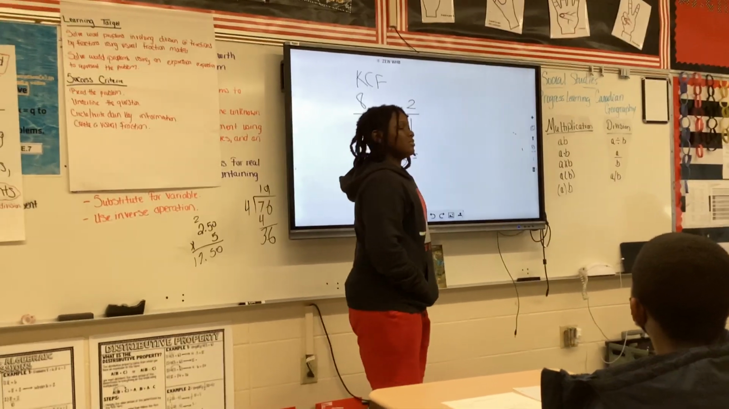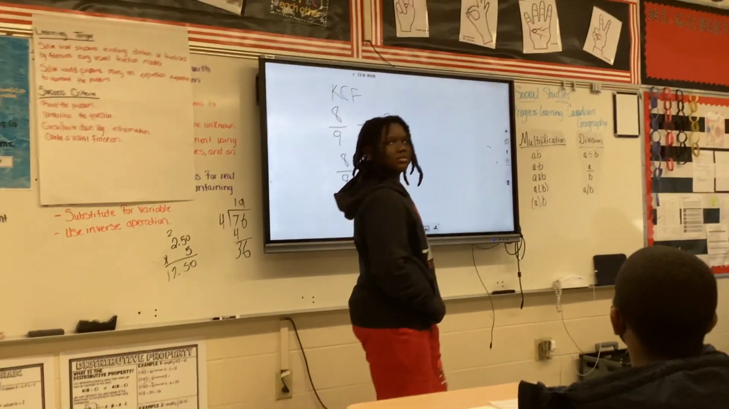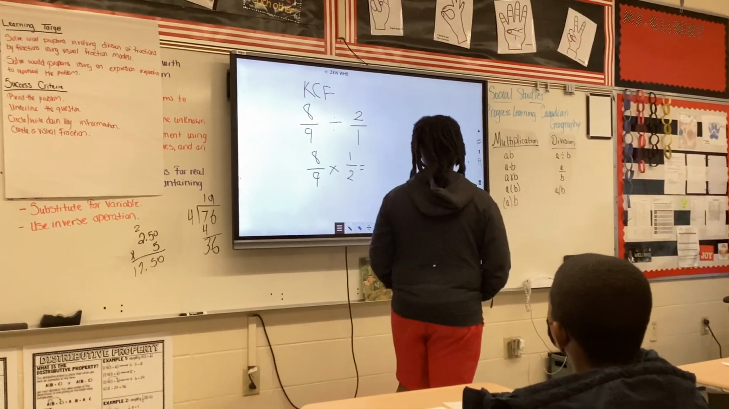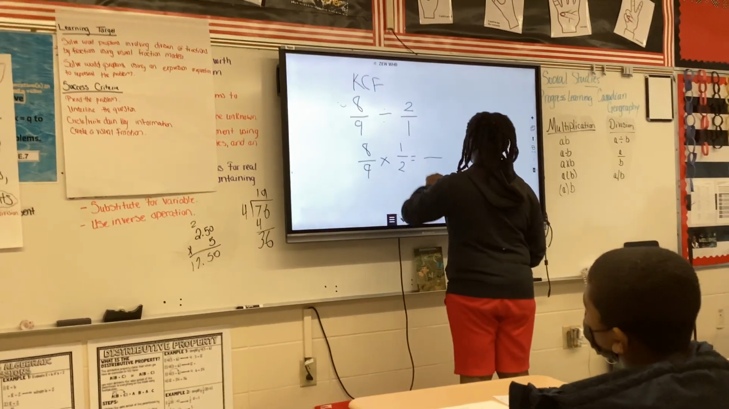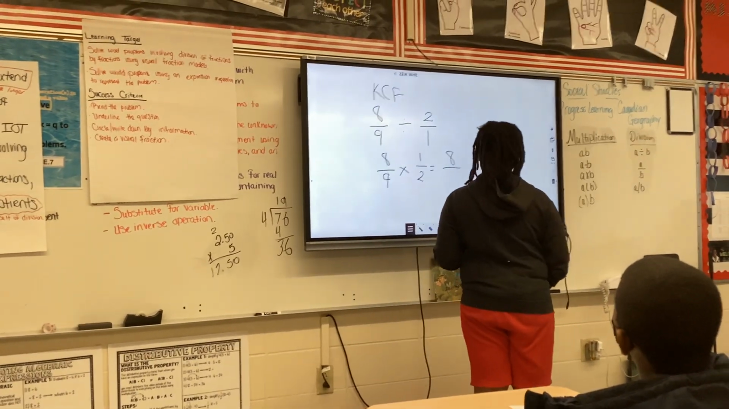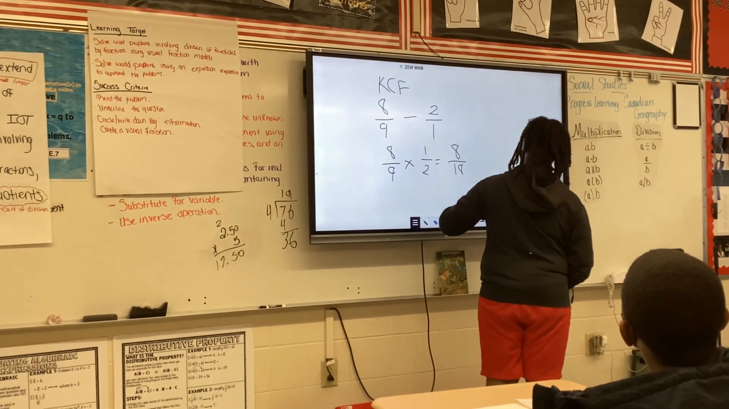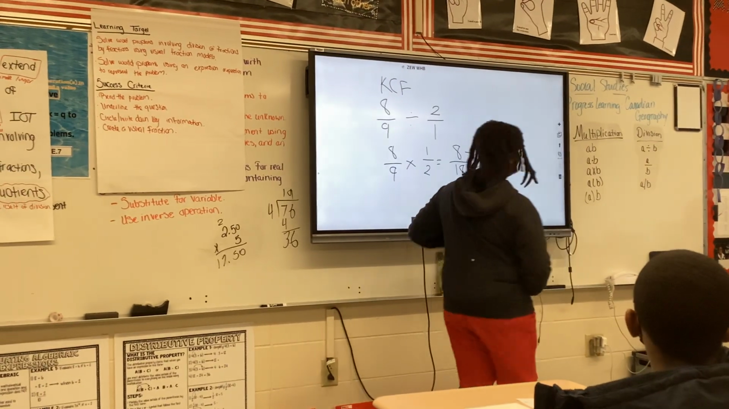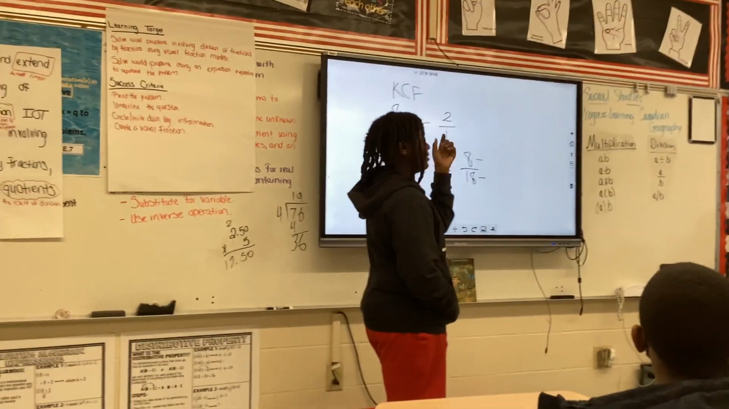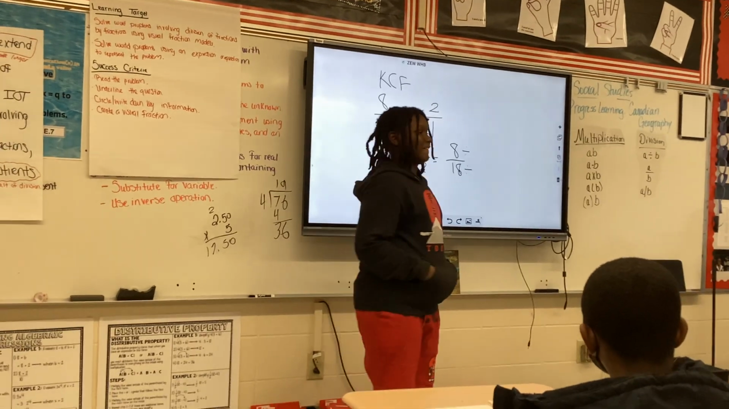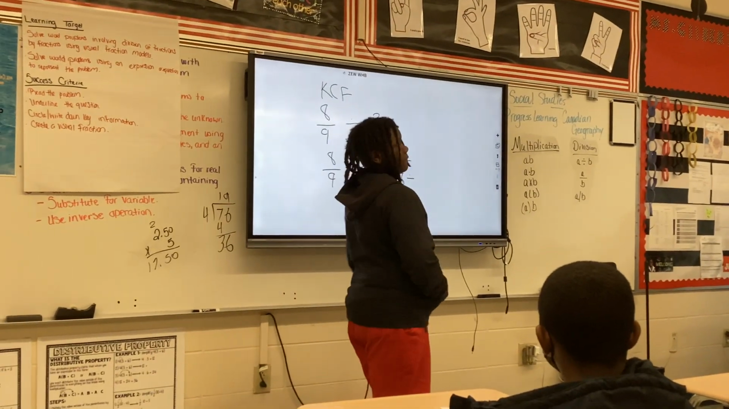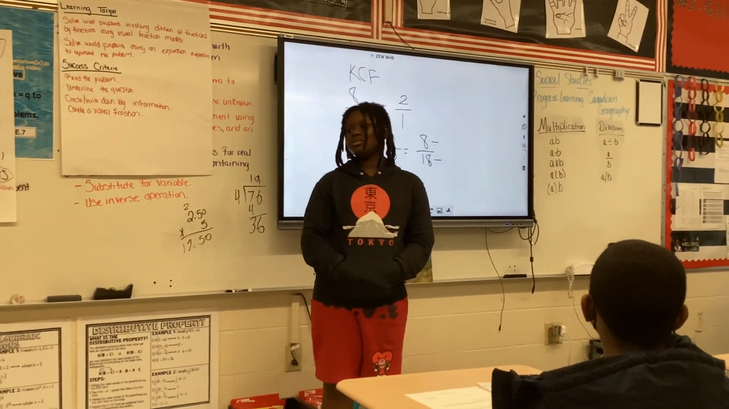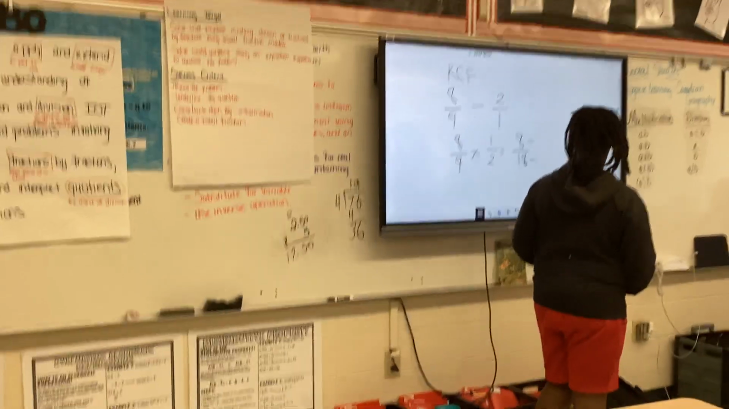So now ask the class what's our next step. You gotta multiply 8 by 1 and 9 times 2. 8 times 1 is what? 8. 9 times 2 is 18. So now, what are we doing next? We gotta simplify, right? What number goes into 8 and 18? 2.